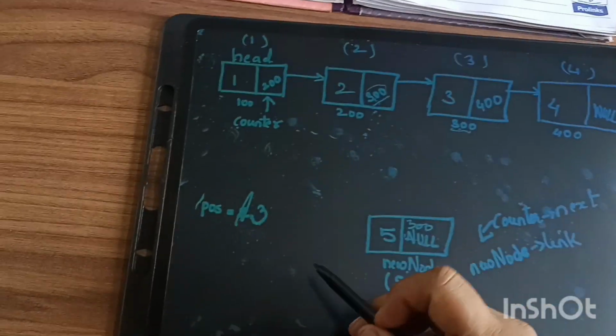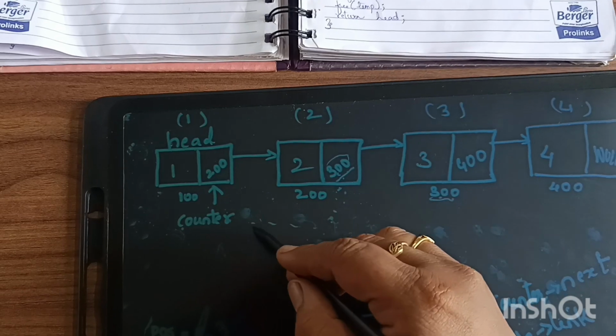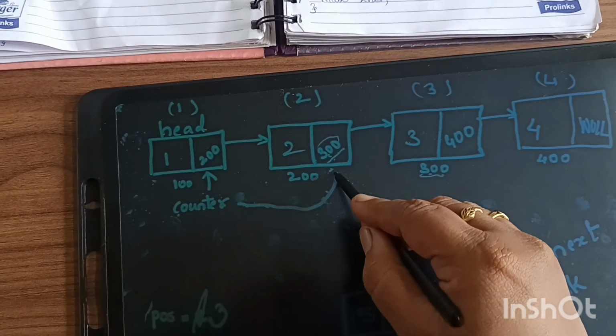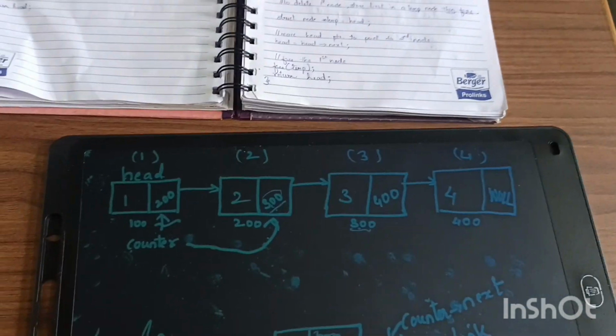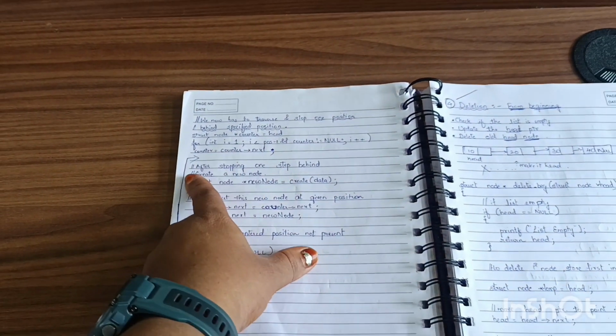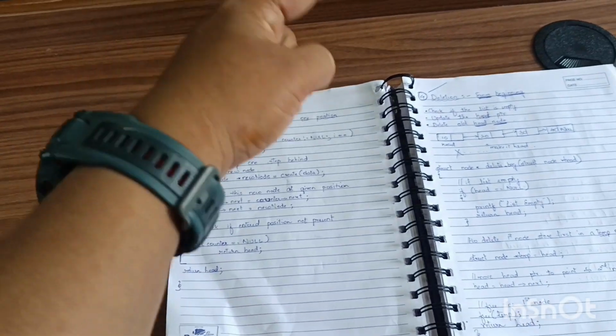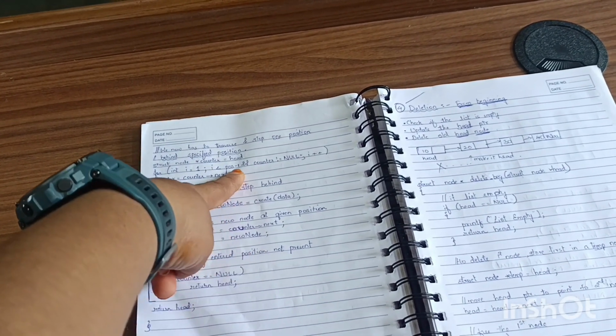So position minus minus, position is 3, till now it is 3. Okay, so what I am making here, counter, now I am dereferencing here, I am making a new value 300. Next, when I do all this, where I have to stop, less than position minus 1.